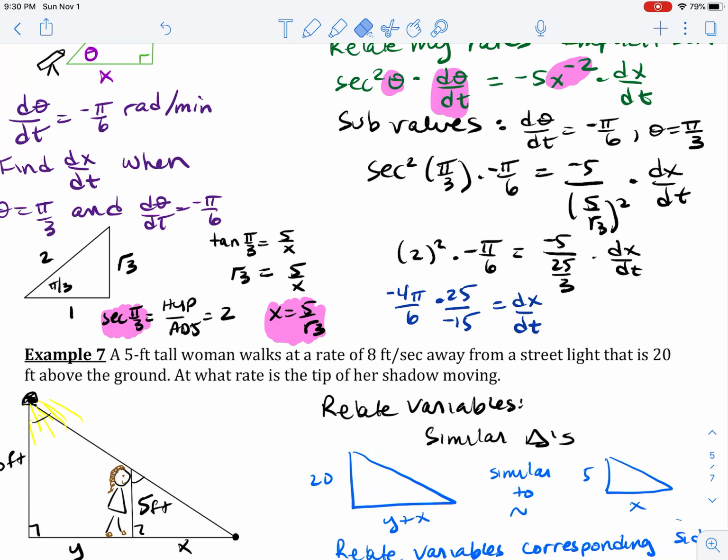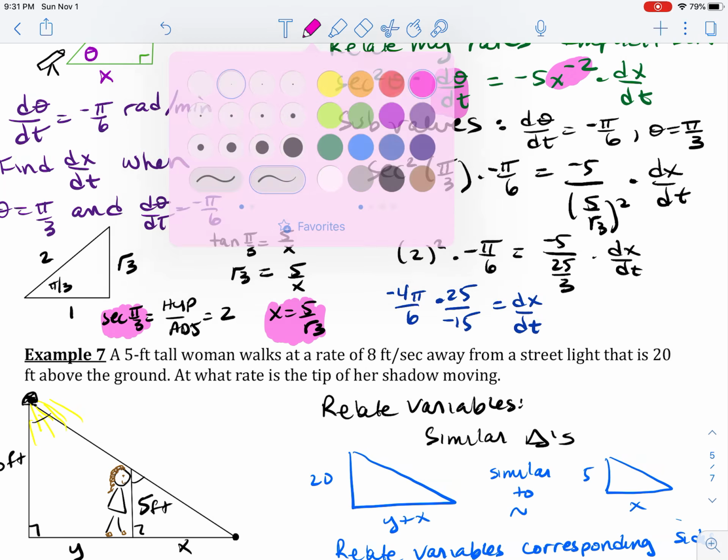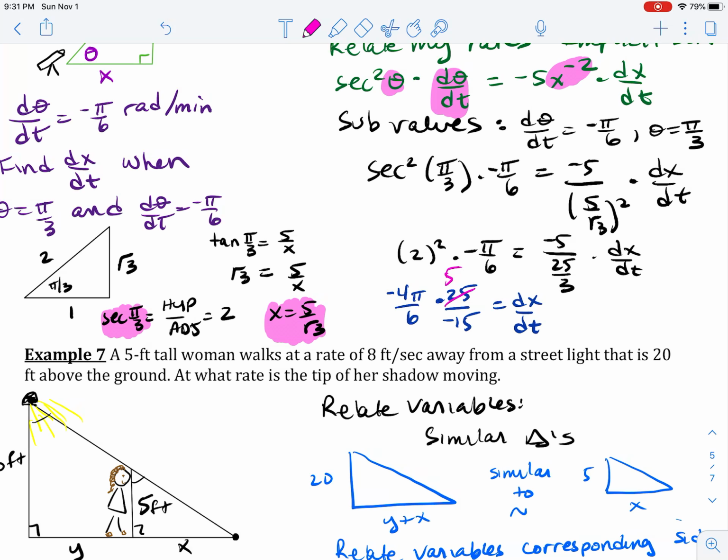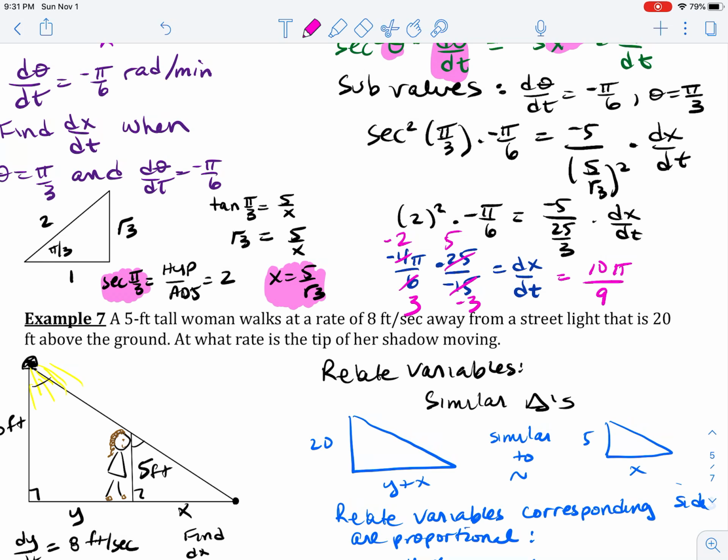Good. And if I simplify my expression here, what do I get? I get minus 15 over 25. Well, I can simplify here, 25, 5, right? And 5 over here is 3. And I end up with here 3 and negative 2. Good. And then I have my minuses, and so I end up with that dx/dt is going to be 10π over 9, right? And if x is a distance, it's going to be kilometers per minute. That's our unit of time. Good.